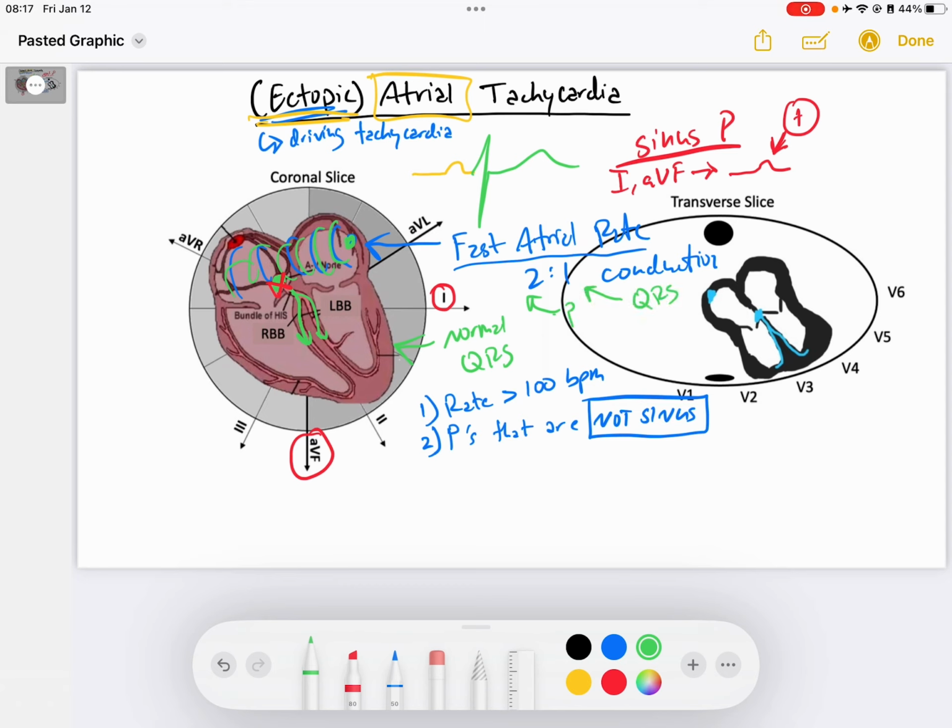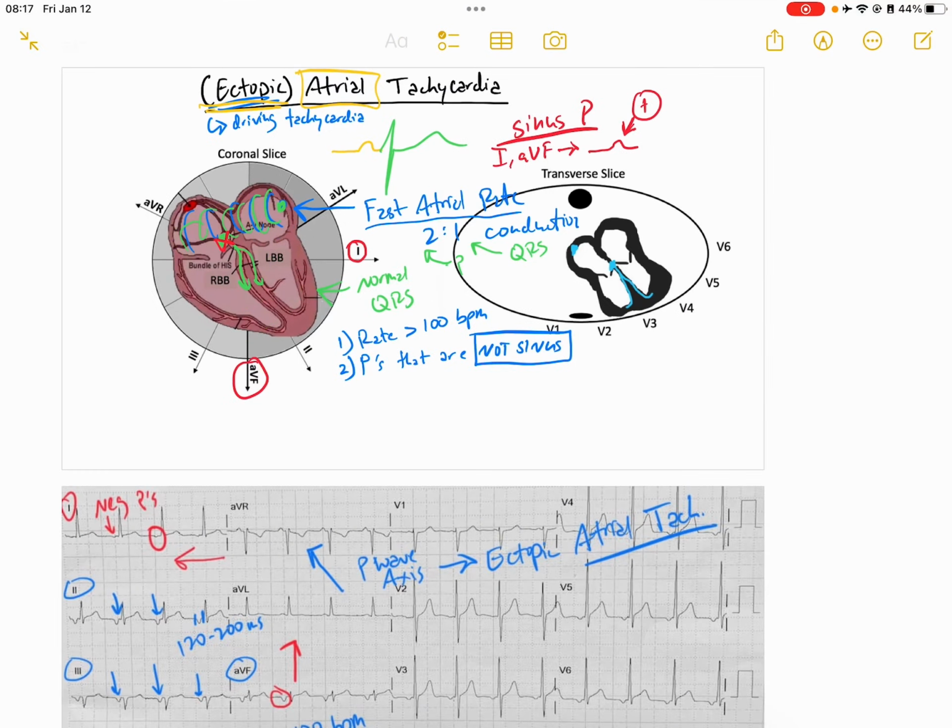That's because this ectopic focus is beating so fast that every time it depolarizes the atria, when it reaches the AV node, the node is going to be refractory every other beat because it's still taking time to repolarize. So let's take another example of an ectopic atrial tachycardia with a 2-to-1 block. You look at this and say, okay, I've got a narrow complex QRS. It's quite regular. And when I look at what the atria is doing, I do see some atrial activity.